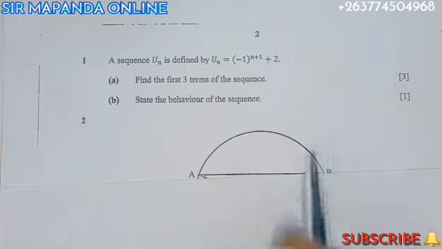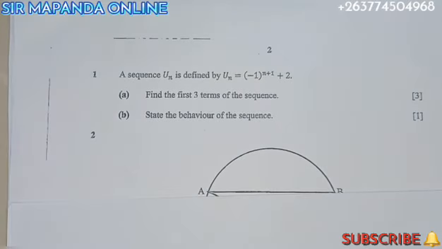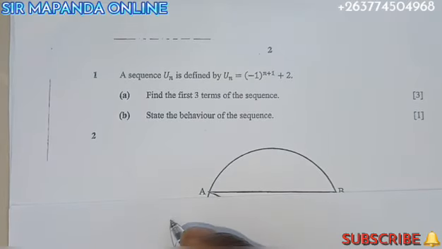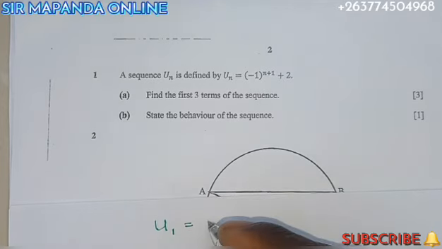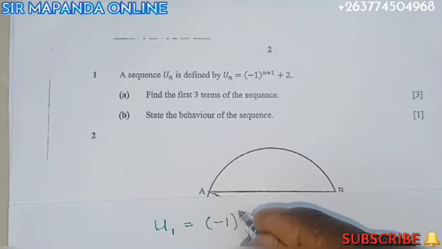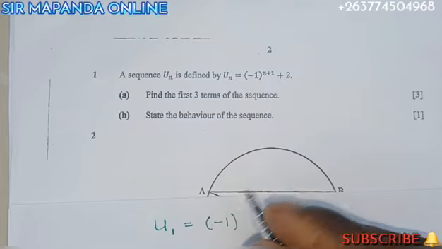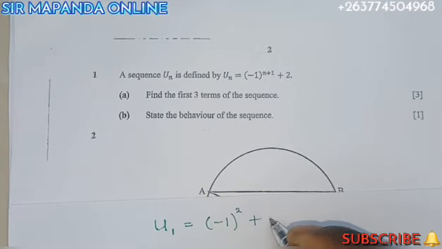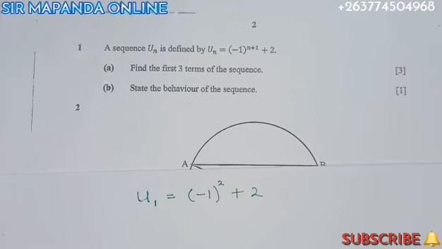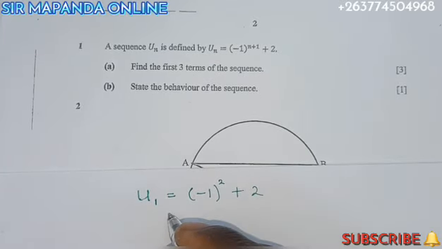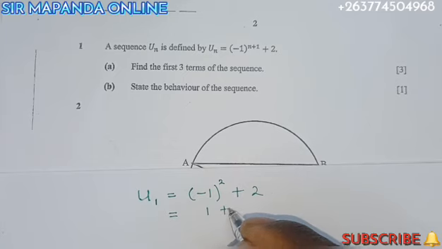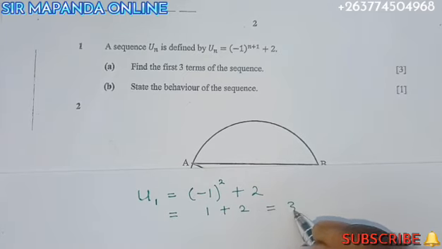Right, so you'll be guided by the given formula. So you're going to find U1 first. For you to find U1, you simply substitute 1 on n. So you're going to get minus 1 to the power of, then you put 1 on n. It means you get 1 plus 1, which is 2. Then you say plus 2. So minus 1 squared, you get 1. Plus 2, it means your first term is 3.